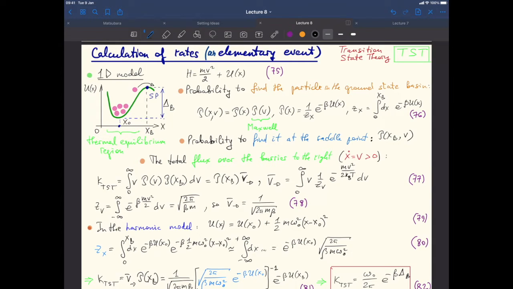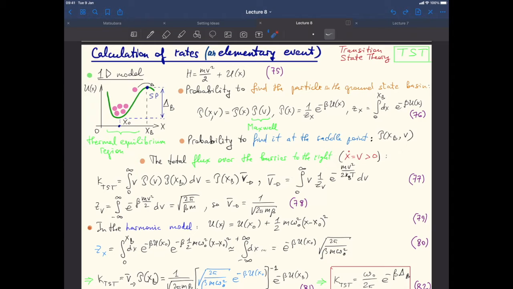The theory we're going to develop is called transition state theory. It assumes that if the system, being at the minimum, tries to overcome the potential energy barrier and find itself in another minimum, which could be shallower or maybe deeper than the initial one, it is considered to be successful in doing that if it reached the top of the potential energy barrier, the saddle point or the transition state, with the velocity directed towards the final basin.